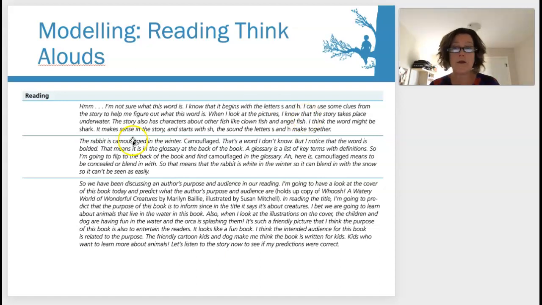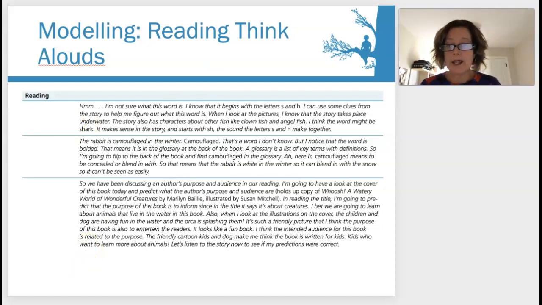So for reading, we have something like this. I'm not sure what this word is. I know that it begins with the letters S and H. I can use some clues from the story to help me figure out what this word is. When I look at the pictures, I know that the story takes place underwater. The story also has characters about other fish, like clownfish and angelfish. I think the word might be shark. It makes sense in the story, starts with an SH, and the sound the letters S and H make together, the sh.